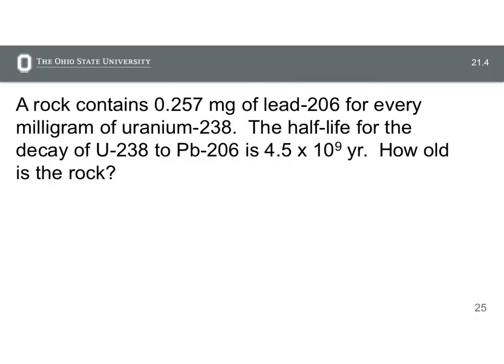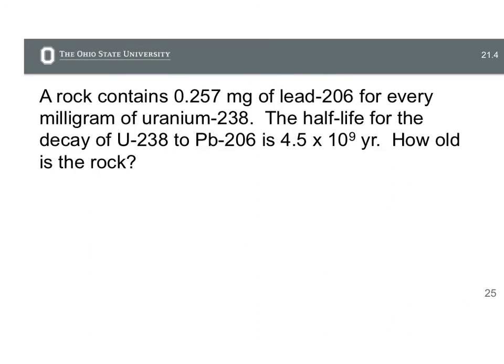Okay, so I want to skip ahead once. So this is a radiometric dating problem. When we have non-organic substances like rocks, you can use uranium-238 as a dating isotope. Uranium-238 decays through multiple decay processes to form lead-206. And in this problem, we're given the half-life for decay for the uranium-238, and that's 4.5 times 10 to the 9 years.